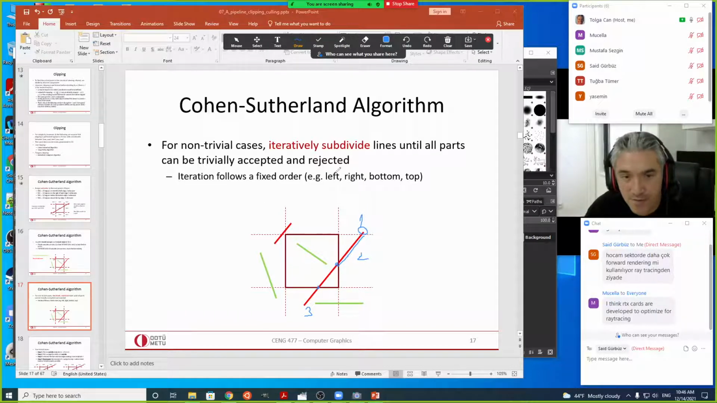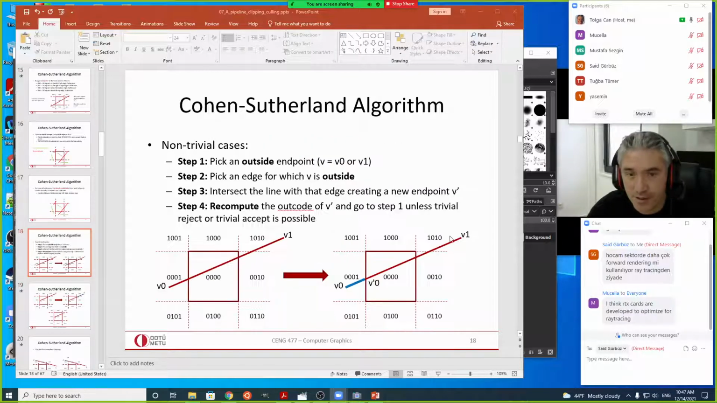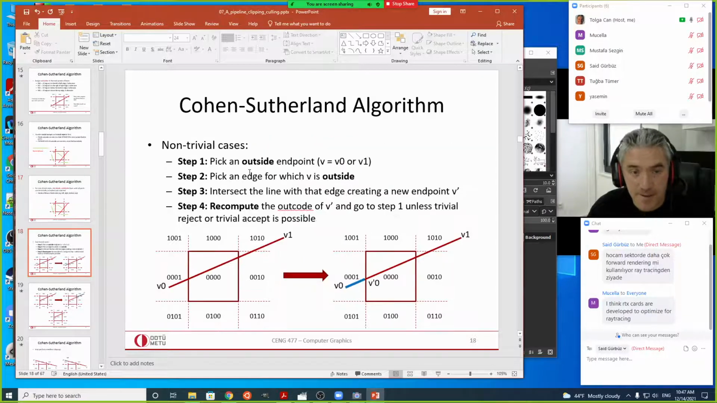But if you followed a more intelligent ordering, you could do the bottom boundary first and the right boundary next, and then with just 2 clips you'll be able to get the entire line inside. But it follows a fixed order. There is no intelligent thing developed here, so it follows a fixed order, and left, right, bottom, top is such an order.